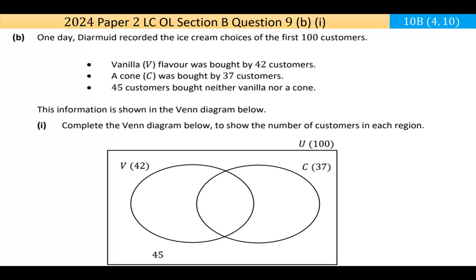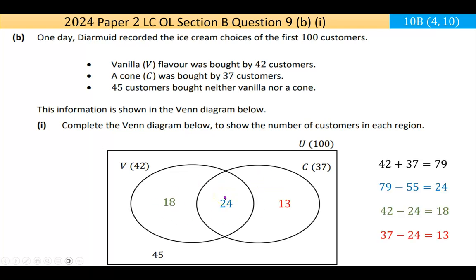Now, the one thing we know is that there are 100 people in the sample that's given to us. We know 45 got neither. Not sure what the hell they got if he only sold ice cream, but whatever. That means 55 people bought something. You think about 100, take away the 45, means there's 55 people in here.